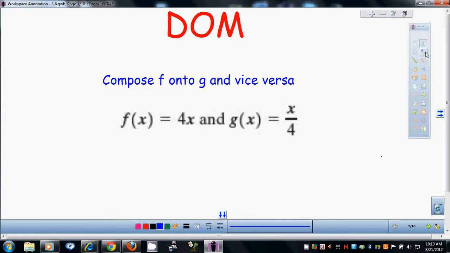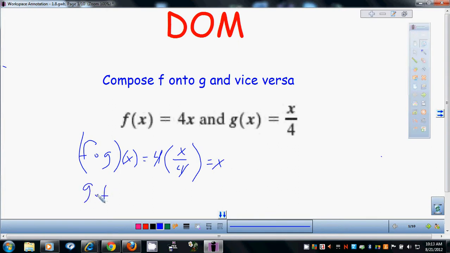I didn't hear you the first time. F of g of x. So we're plugging g in for f. So 4, plugging this in here. 4 cancels with the 4, leaving us with x.